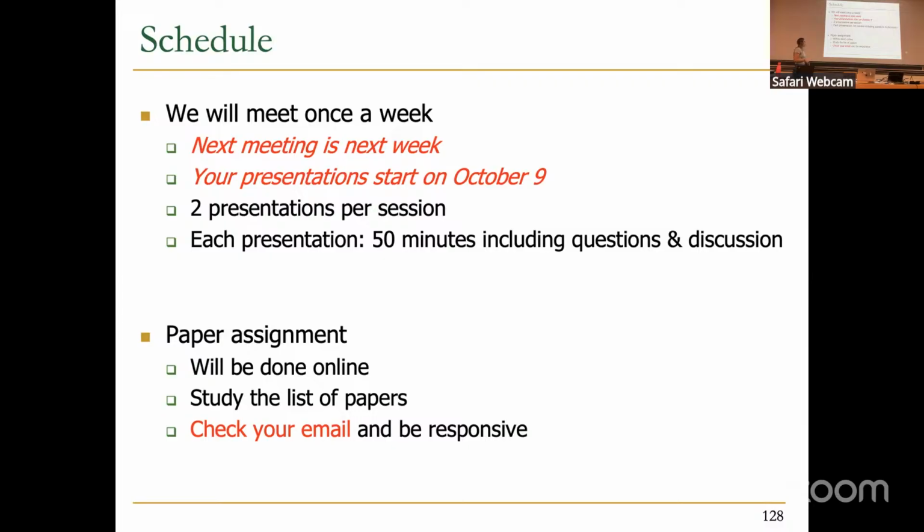The paper assignment is going to happen probably next week, as we said. We're going to upload the list of papers from which you will rank based on your interest and your preferences. And we will try to make an assignment as close as possible to your interests too. So please check Moodle, check your email, and be quick to respond to us about your availability when you see the dates that have been assigned to you.